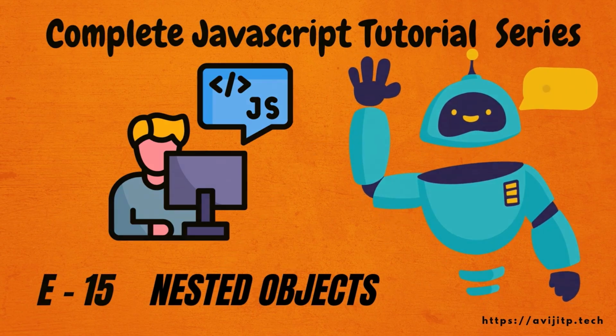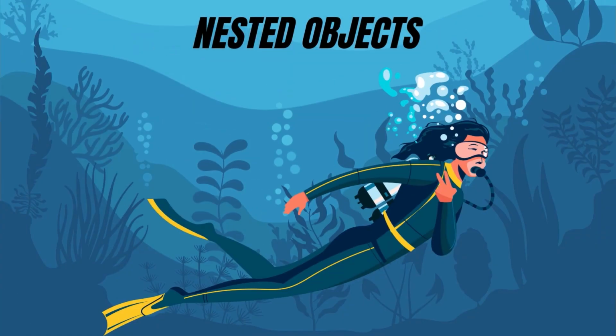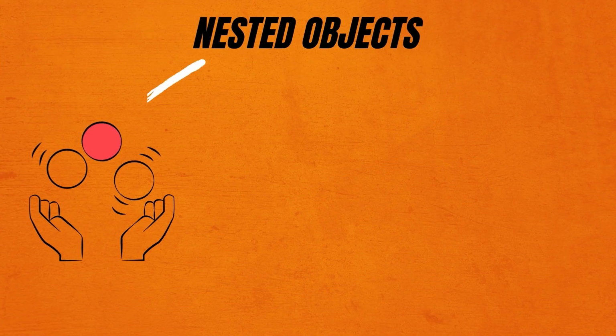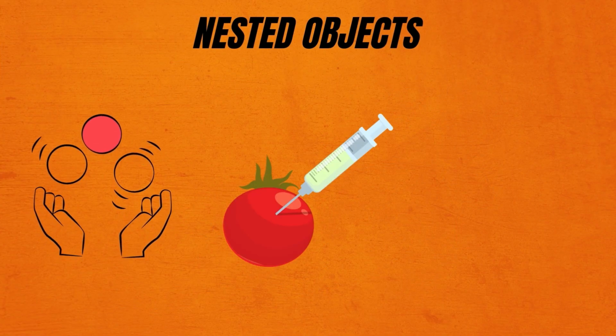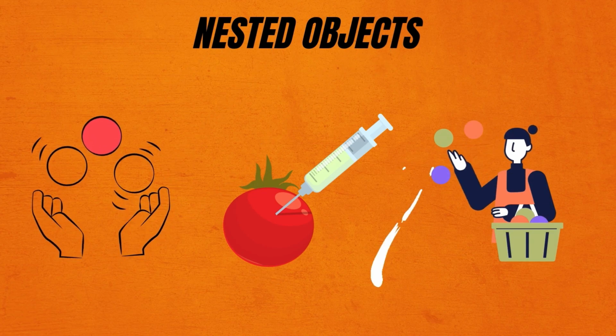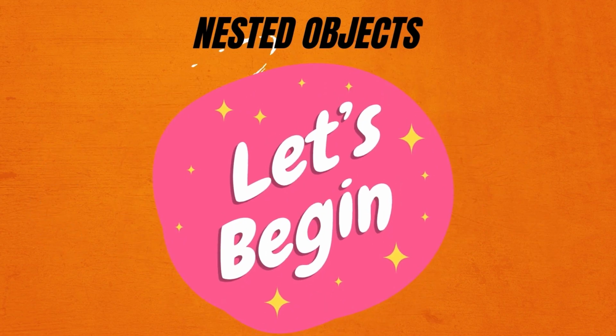Today, we're diving deeper into one of JavaScript's most essential data structures, objects. In this episode, we'll explore how to work with nested objects, how to modify deep-level values, and how to add new keys dynamically. Let's begin our object deep dive.